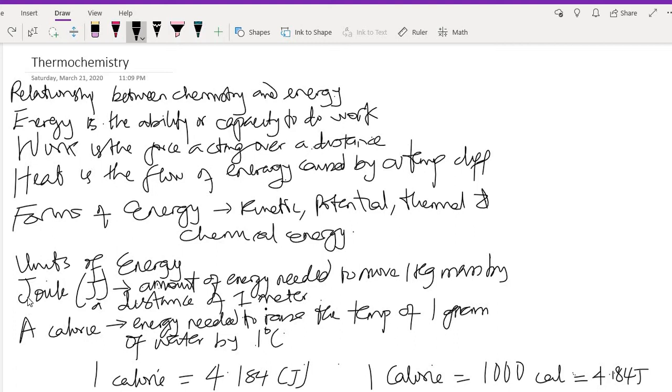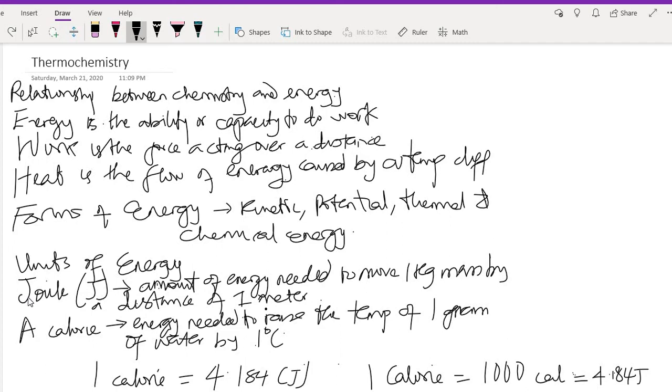There are different forms of energy. We have kinetic energy, potential energy, thermal and chemical energy. There are various forms and units of energy: joule and calorie. A joule is the amount of energy needed to move 1 kilogram mass by a distance of 1 meter.